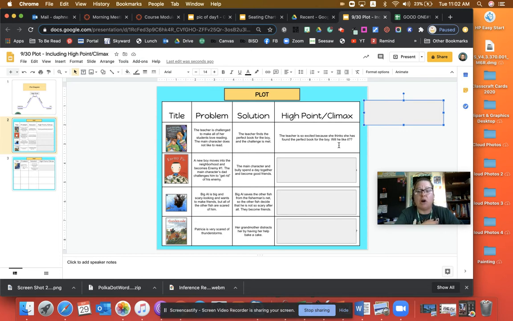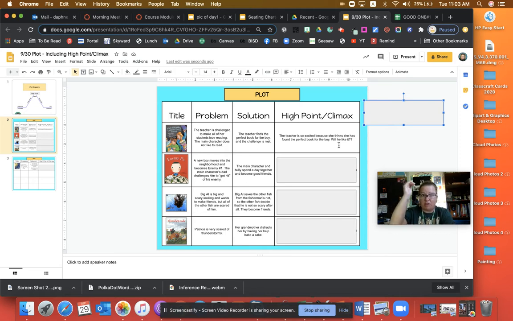is the teacher is so excited because she thinks she has found the perfect book for the boy. So I even marked the point in the book. So look at this. She says, "Have I got a book for you?" She is just so excited, and she just knows she finally found the book for him. And so you're left thinking, okay, is this really going to happen? Did she really find a book that he's going to love? Okay, so that's the high point.